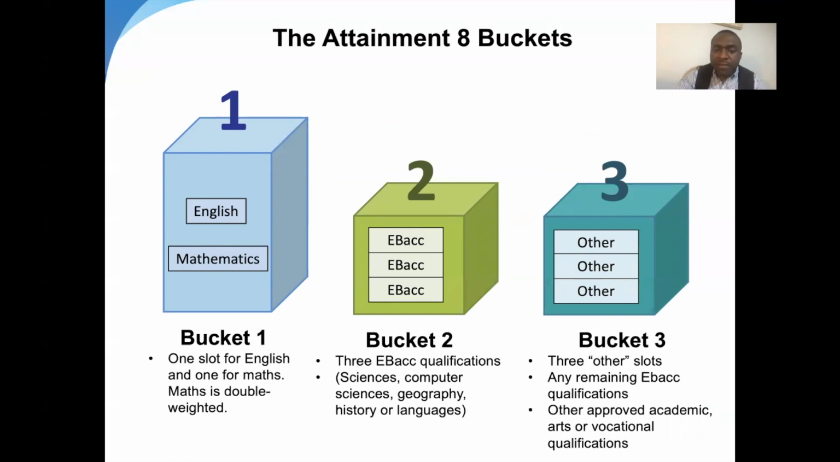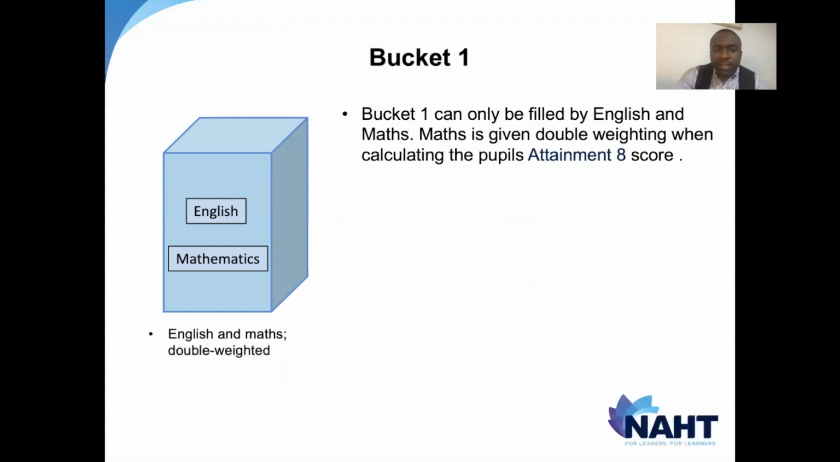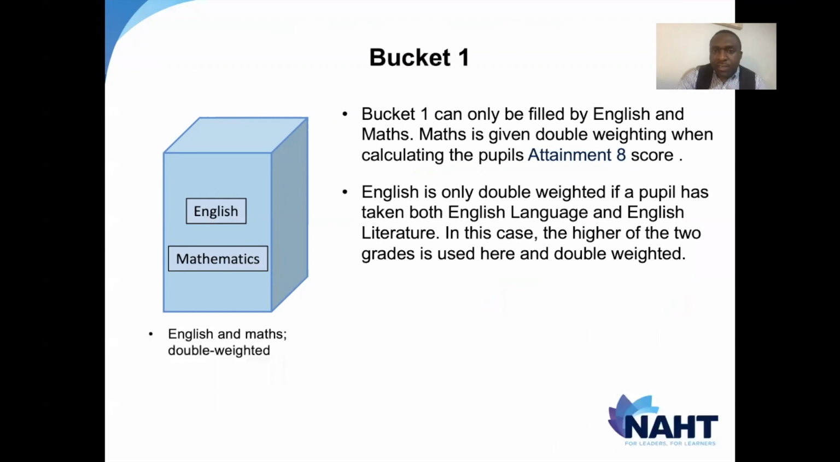And you have science in bucket 2. So it depends on whether you're doing double science or triple science, and they all come here. If you're doing core science, I don't believe that that's also in bucket 2. So let's have a look. A pupil's attainment score, Attainment 8 score, is calculated as double weighted, as I've already talked about, in English and Maths, English literature, and English language.